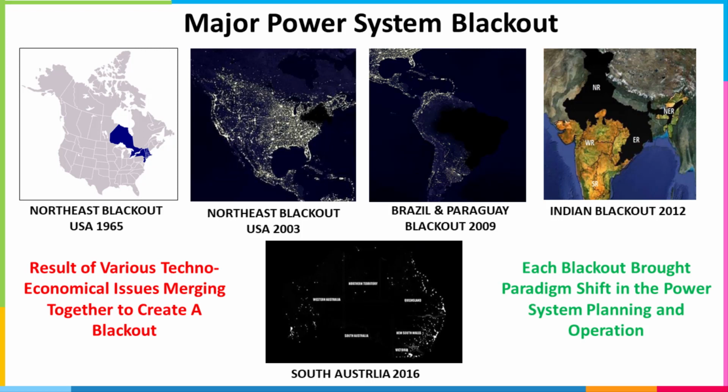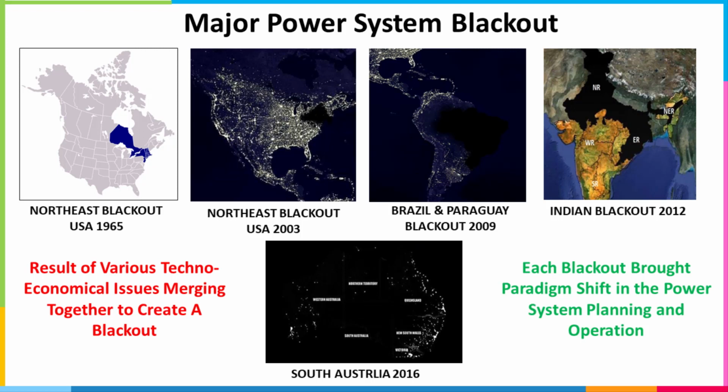Majorly, what we have observed is that in these blackouts multiple techno-economic issues emerged. There are several issues due to which these blackouts have happened. You cannot say that there is only a single reason for these blackouts. No, each blackout has multiple reasons involved, and based on those lessons, utilities plan their systems in such a manner that such events should not appear in the system.